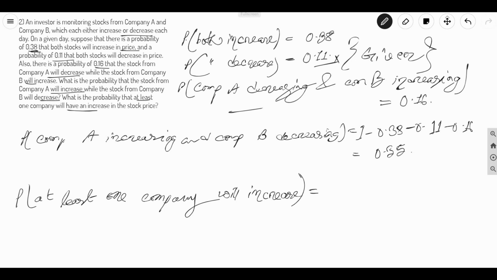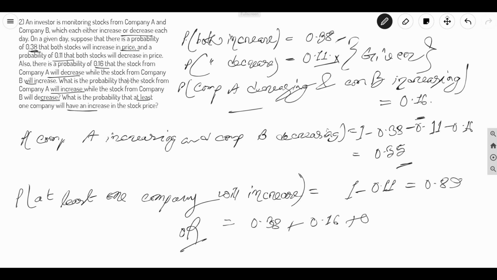So what we can do is we can do it in two ways. We can at first subtract from 1 0.11, as that is the only one which shows both decreasing. So we have there 0.89, and we can also find it out by adding the other ones, because the other probabilities like this one, and this one show there is at least one stock price increasing, or both are increasing. So we can also add them up to get the solution. So 0.38 plus, this is the alternative form, plus 0.16 plus 0.35, and we'll also end up with 0.89, which is our desired answer.